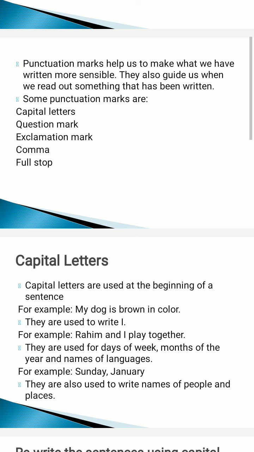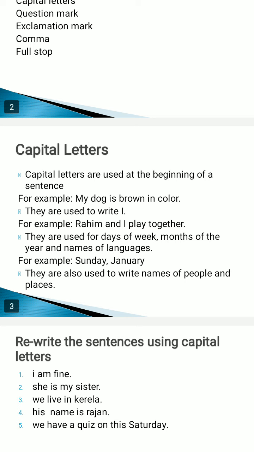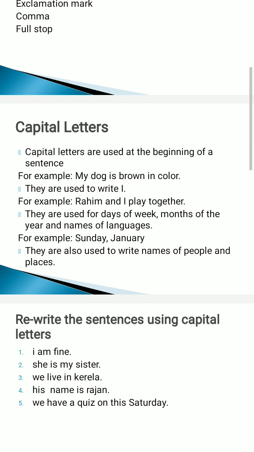The various punctuation marks are capital letters, question marks, exclamation marks, comma, and full stop. First of all, we will learn about capital letters. Capital letters are used at the beginning of a sentence. Whenever we start writing a sentence, we always start it with a capital letter.